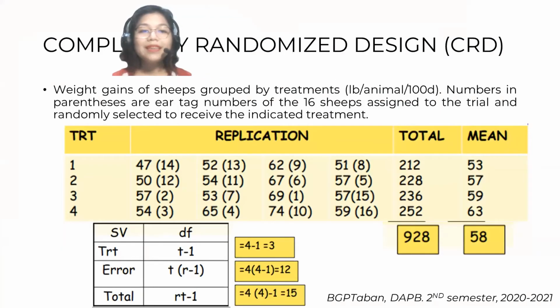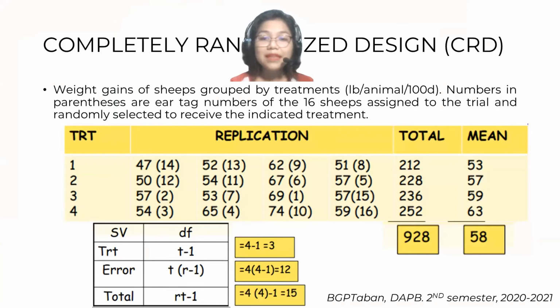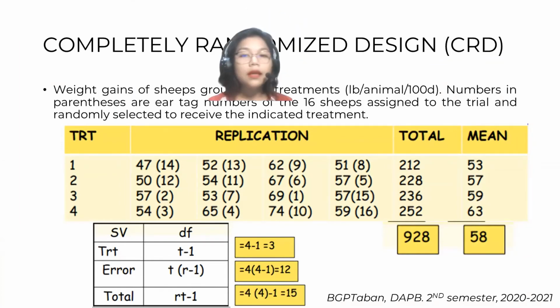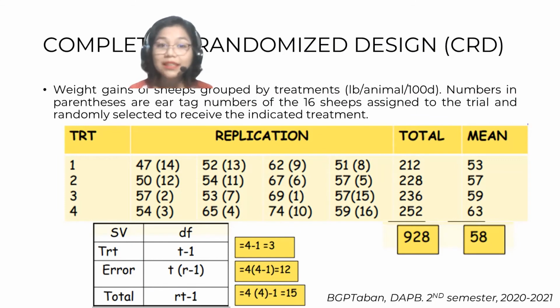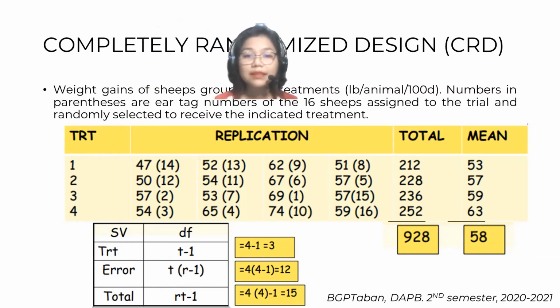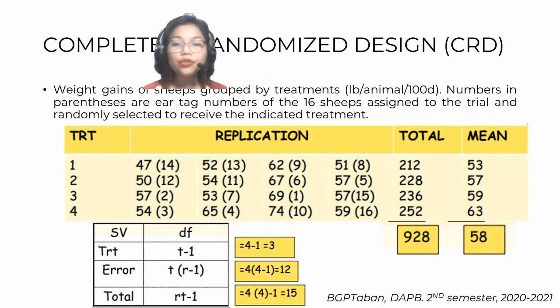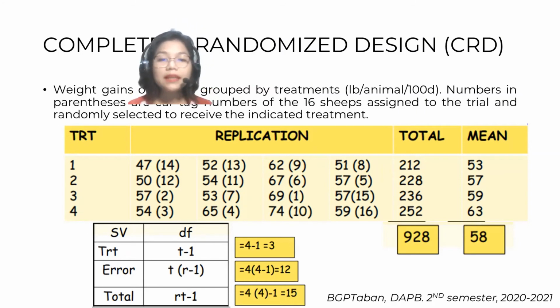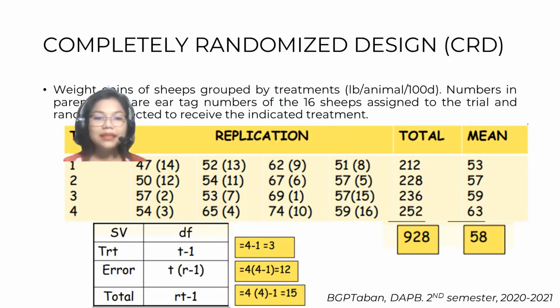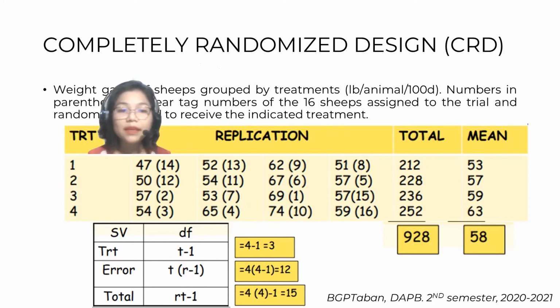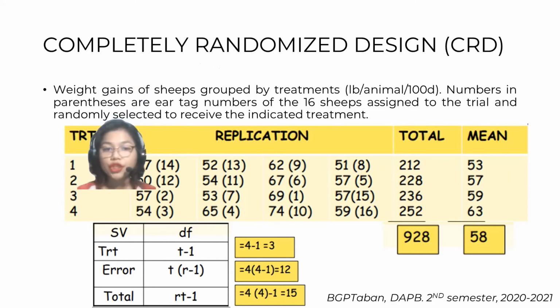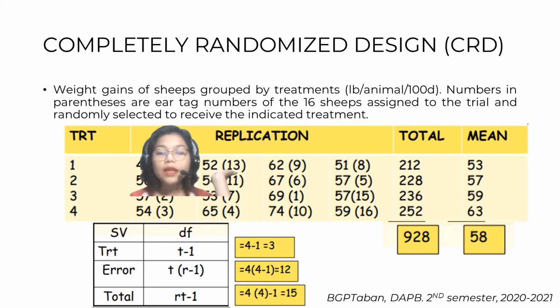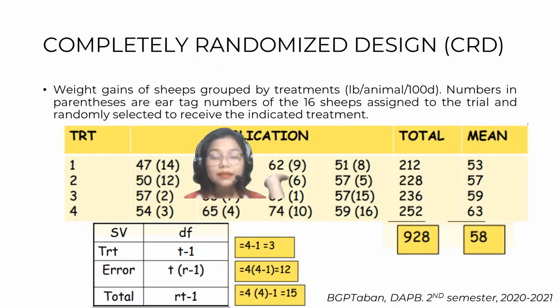So, weight gain of sheep grouped by treatment, in pounds per animal per 100 days. Numbers in parentheses are ear tag numbers of the 16 sheep assigned to the trial and randomly selected to receive the indicated treatment. So, ang ating T1R1 po ay yung sheep number 14, T1R2, sheep 13. Ito po yung product ng ating randomization scheme at saka layout.